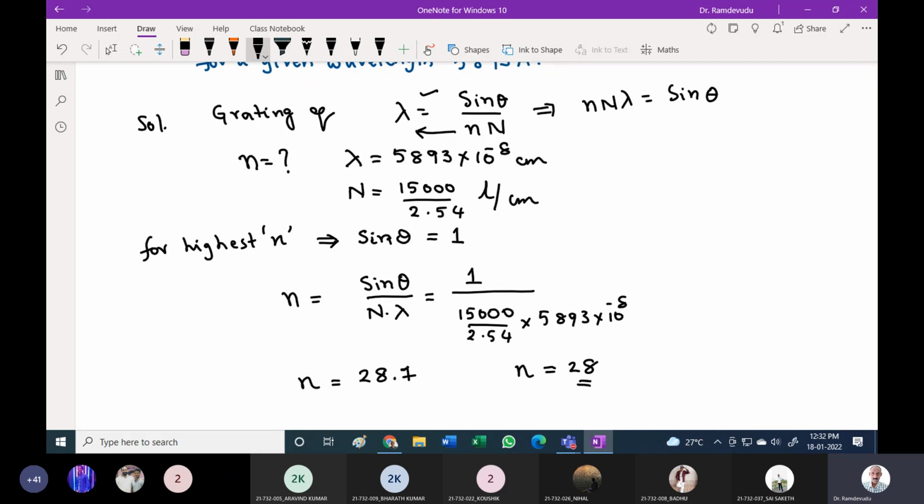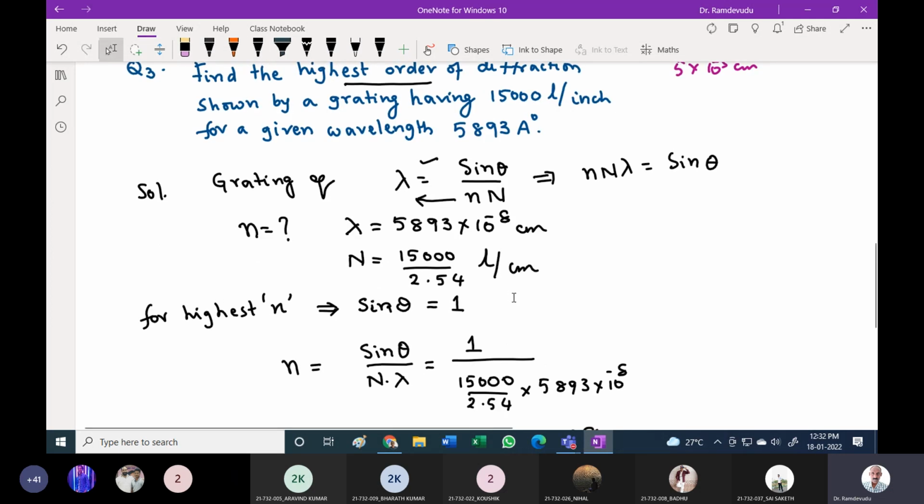So for finding the highest order, you should take sine theta equal to 1. That is the highest order you can find. Okay. So you just make a note of this problem, then I will go to the next problem.